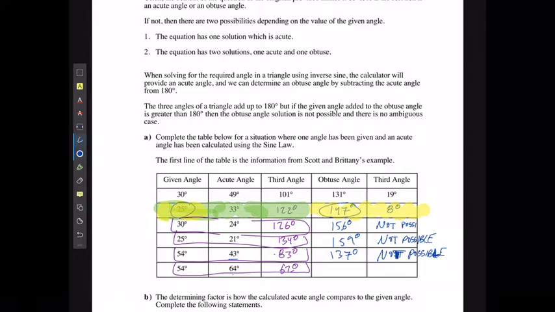And if my acute angle is 64 degrees, then my obtuse angle is going to be 116 degrees. 54 plus 116 is 170, which means I could have a third angle of 10 degrees. So this one is possible. So I can see that for the obtuse angle possibilities, I can have the 30, 131 and 19, 25, 147 and 8, or the 54, 116 and 10. So not all possibilities are actually going to work.